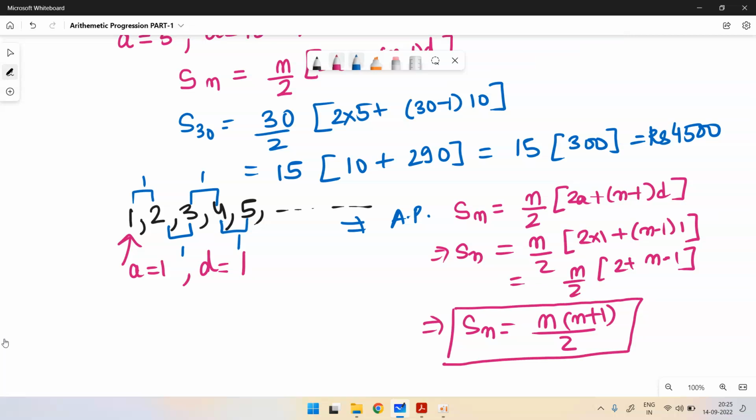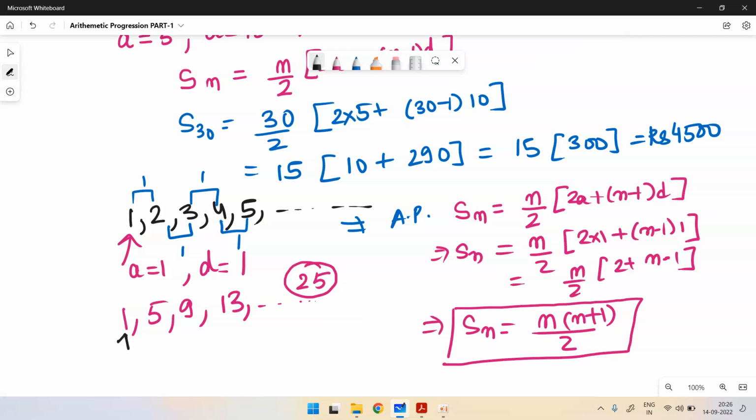Suppose it is given that the first term is 1, the second term is 5, then 9, then 13, and so on. And it is given that one of the terms is 25. Find which term is 25 from the series.